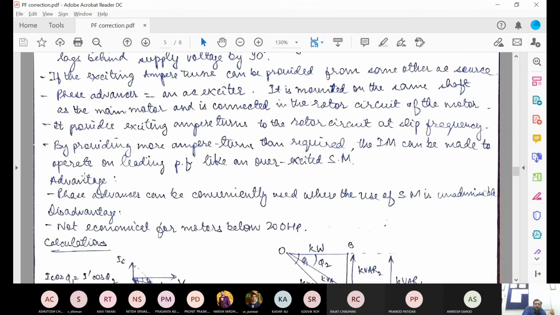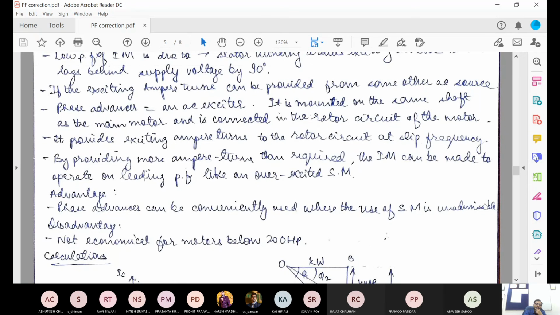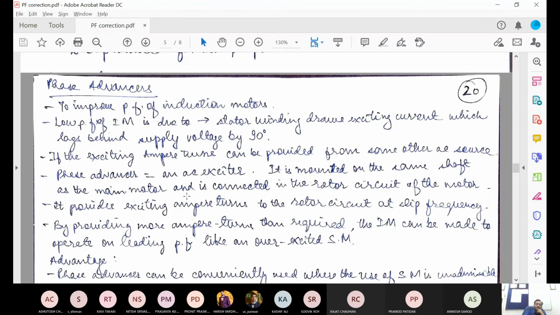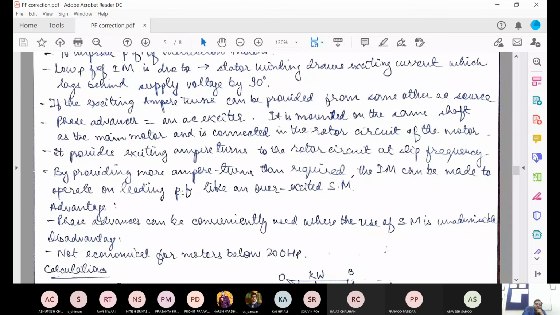Some advantages of this are that phase advancers can be conveniently used where the use of a synchronous motor is inadmissible. And the disadvantage is that it is not economical for motors below 200 horsepower. Like the synchronous condenser, which was also for large substations only, in the same way your phase advancer is economical only for large induction motors, because you are installing a separate AC generator on the same motor shaft. So it will not be very economical for small motors, but for motors above 200 HP, this will be economical. So this is specifically dedicated to induction motors.